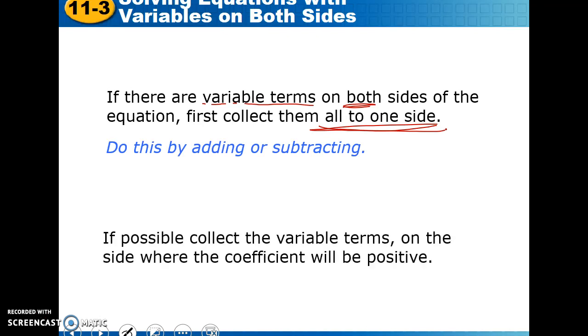Next thing I want you to jot down is, if possible, collect the variable terms on the side where the coefficient will be positive. Make your life easy. It's not always going to be that way, but try and make it that way.